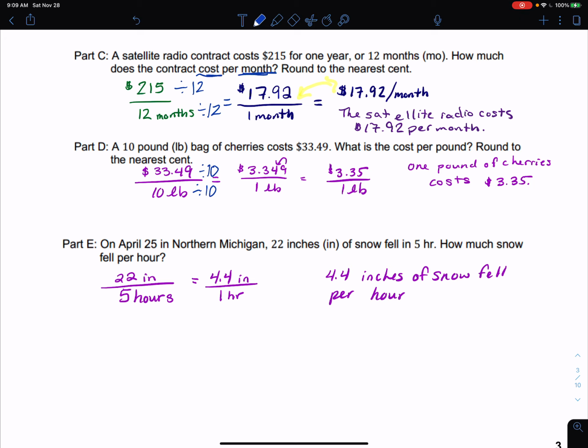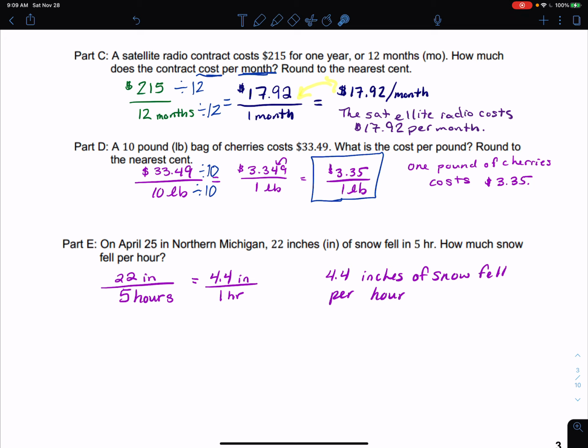which gives me 3.349 over 1 pound. But notice they told us to round to the nearest cent. The nearest cent is the hundredths place, or 2 digits after the decimal point. So the 9 tells me to bump that 4 up to a 5. So our unit rate, that final answer for the unit rate, is $3.35 per 1 pound. To write it in a contextualized sentence, we'd say 1 pound of cherries costs $3.35.